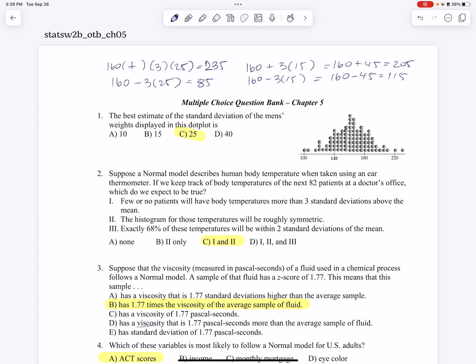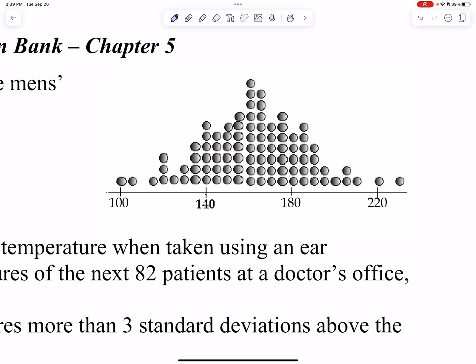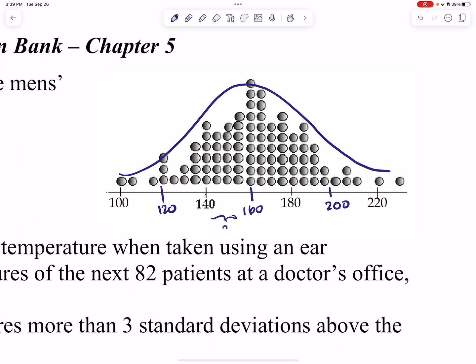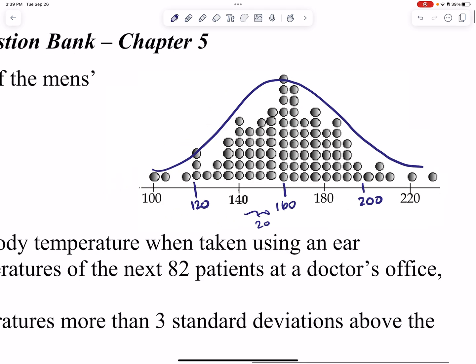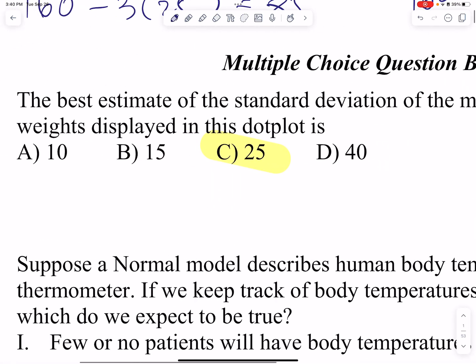The best estimate of the standard deviation of the men's weight displays in this dot plot. So let's go ahead and check out the dot plot. I noticed that the dot plot is about a normal distribution, and the middle looks to be about smack in the middle of this. So I'm going to guess, just first look, it looks like it would be about 20 with this standard deviation. But when I look at the answers, obviously it can't be 40, it can't be 10, and 20 would be in the middle of these, and it's not 20, it's either 15 or 25.